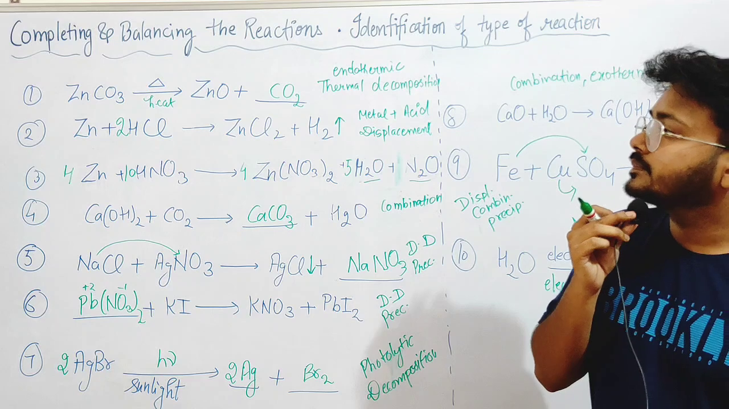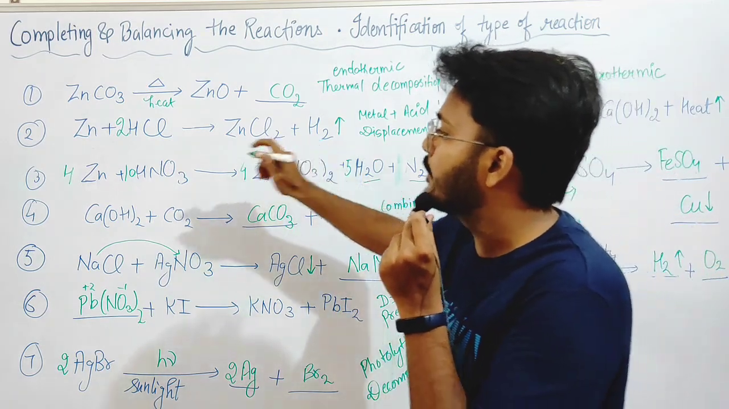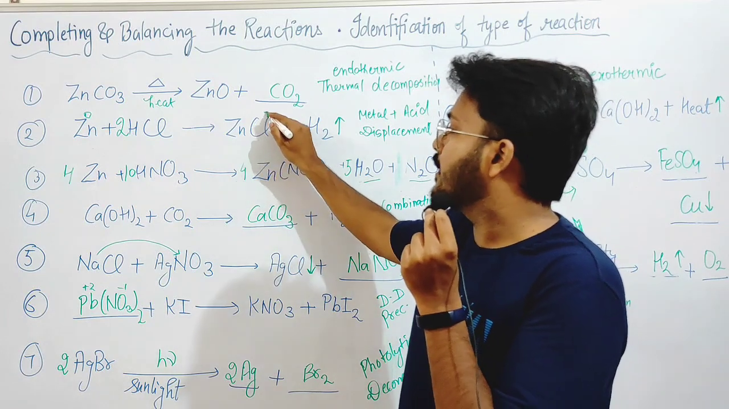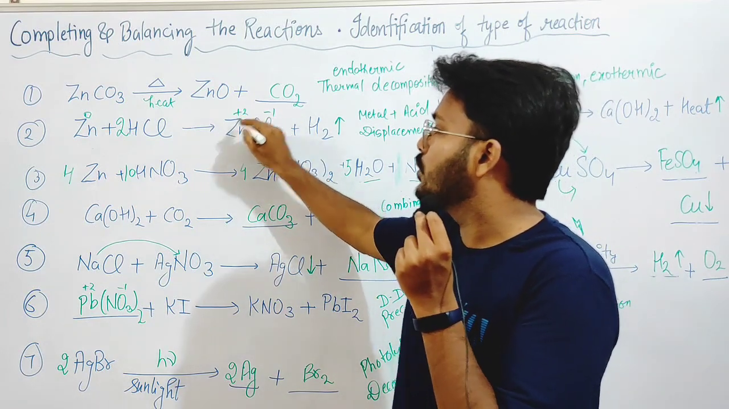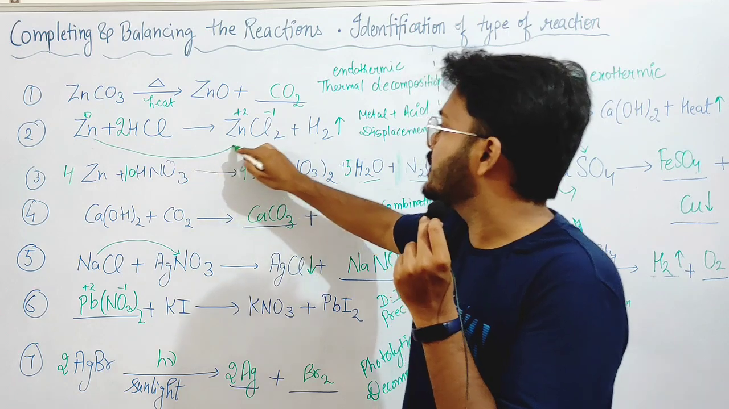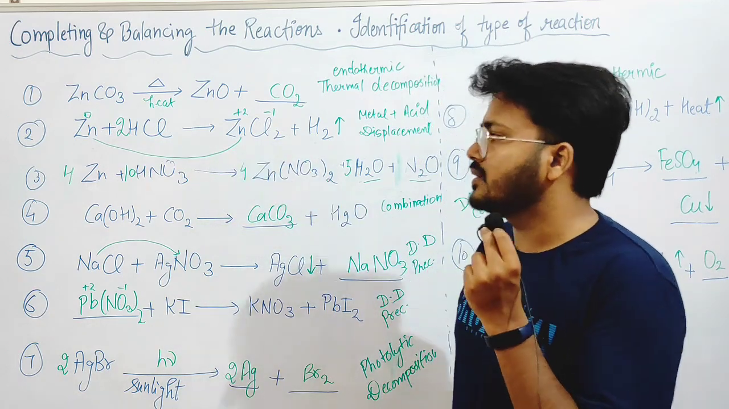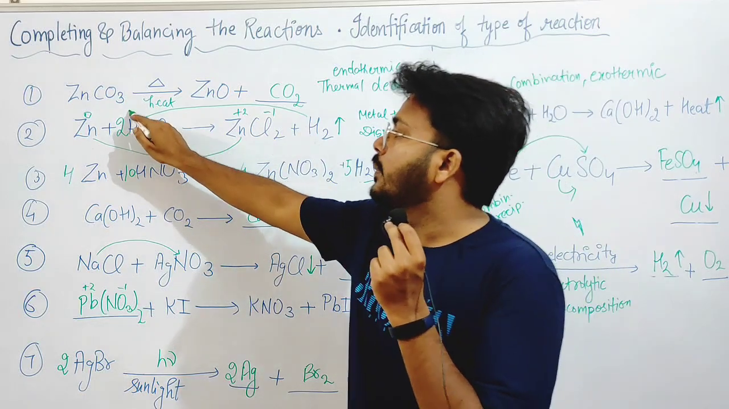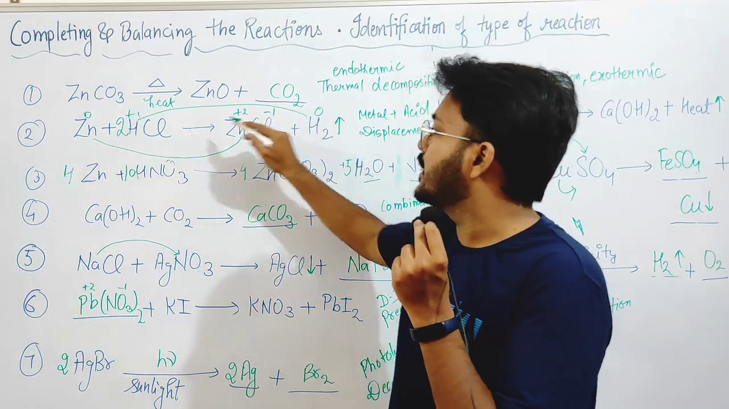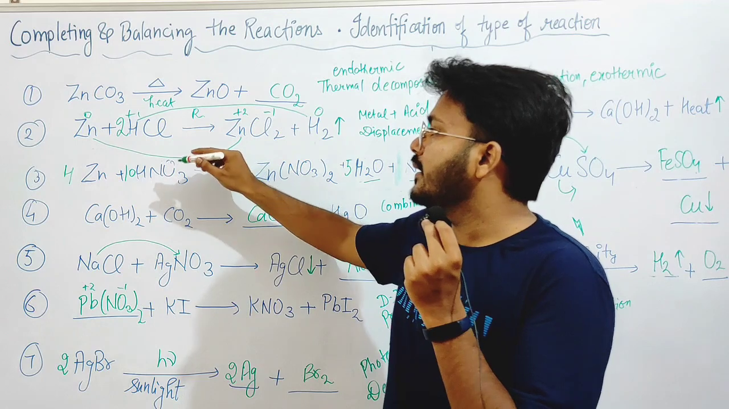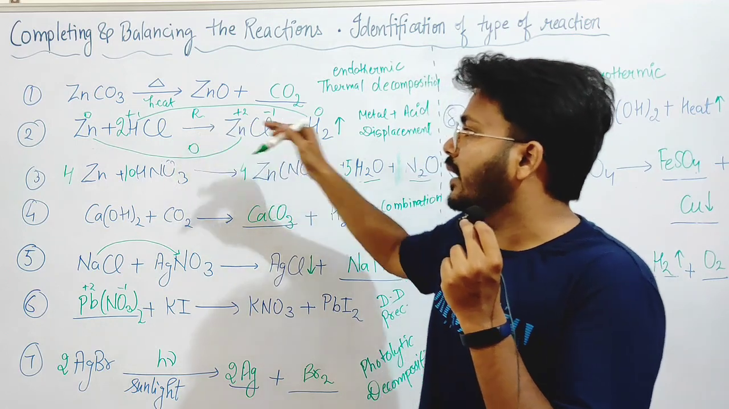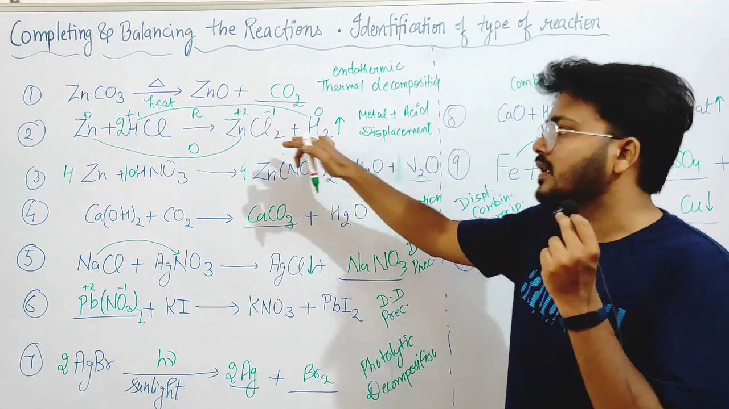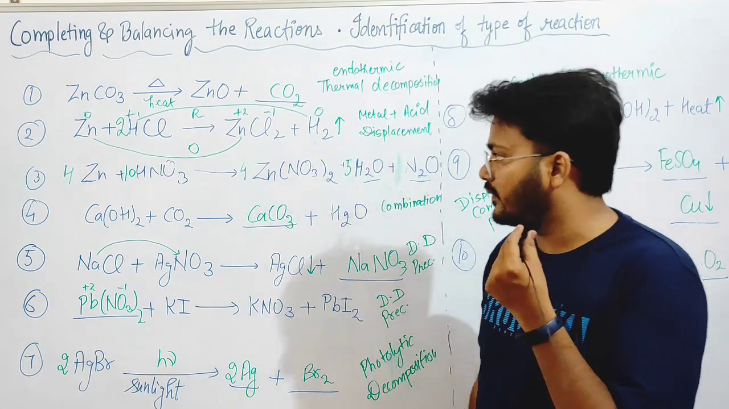So let's see. In the second reaction, generally the free metal has zero oxidation state. In the combined state, chlorine is -1, this is +2. So zinc to zinc +2, this is an oxidation reaction. Hydrochloric acid to hydrogen, that is +1 to 0. So this is reduction. So oxidation and reduction take place simultaneously. So along with displacement and the metal with acid reaction, this is a redox type of reaction as well.